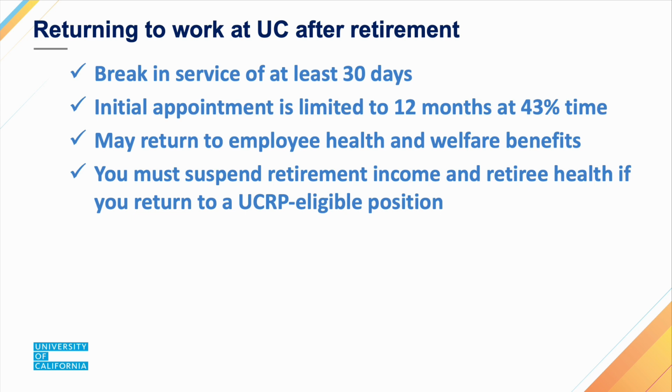Now, if you do come back in a UCRP eligible position, in addition to suspending retiree health benefits, you must also suspend your pension benefit. By returning to UCRP eligible employment, you would earn service credit, possibly in a new tier. So if you were originally a 1976 member and retired, and then you come back, you would definitely be in either the 2016 tier, or if there's a subsequent tier, you'd be a member of that tier.